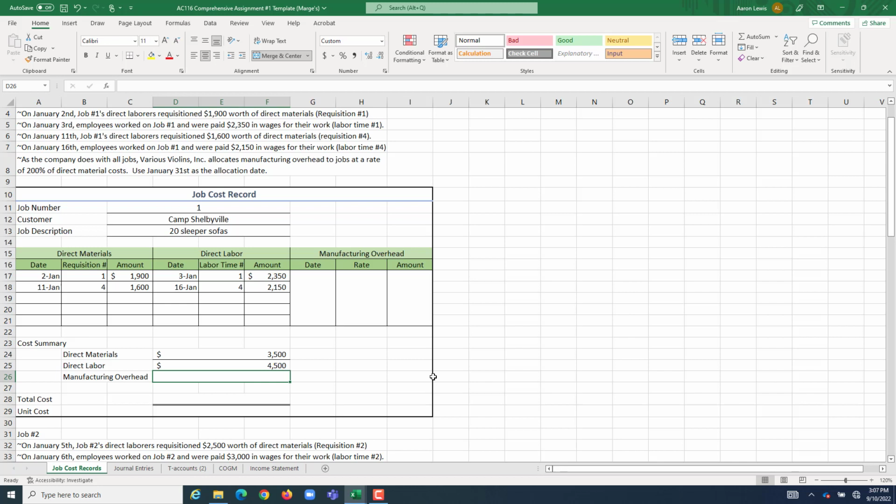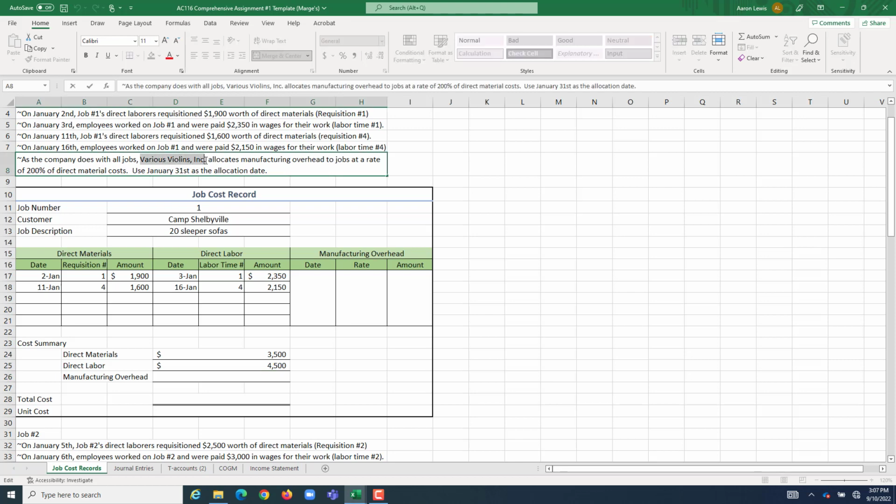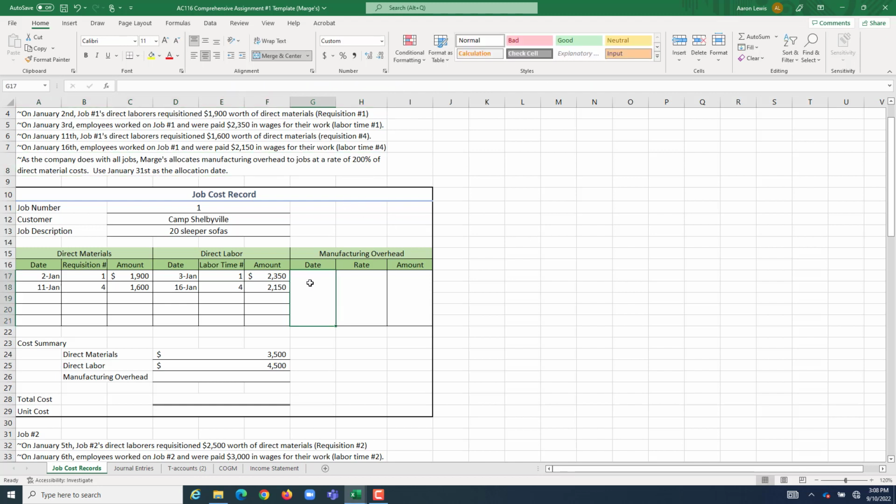We need the third, which is manufacturing overhead. And the last bullet tells us how we're going to figure that out. As the company does with all jobs, Marge's, not various violins, my apologies, Marge's allocates manufacturing overhead to jobs at a rate of 200% of direct material costs. All right then, what are we going to do here?